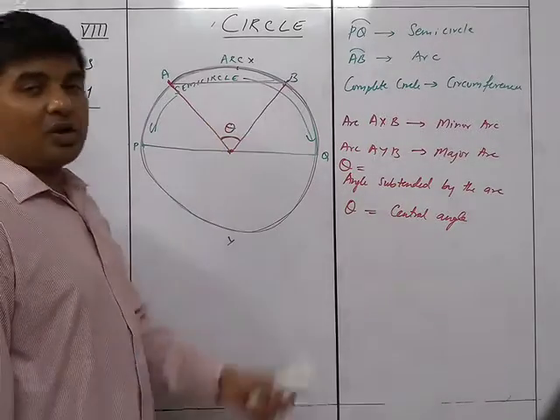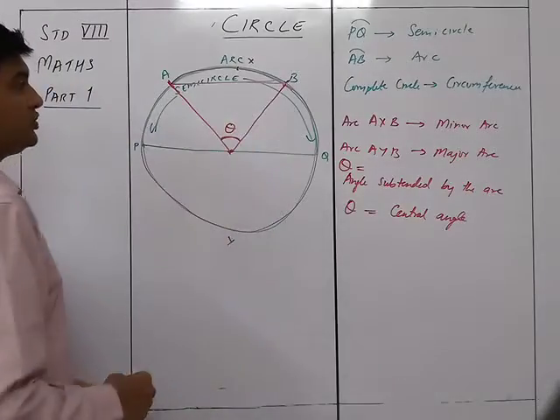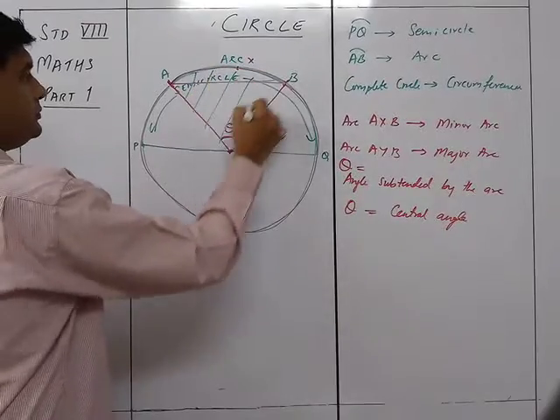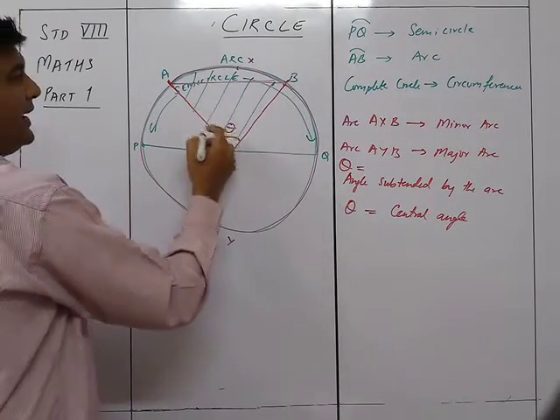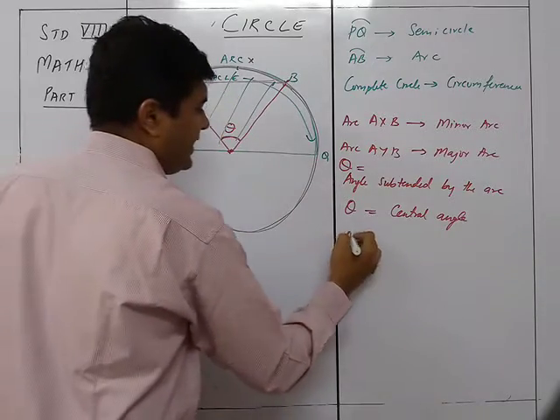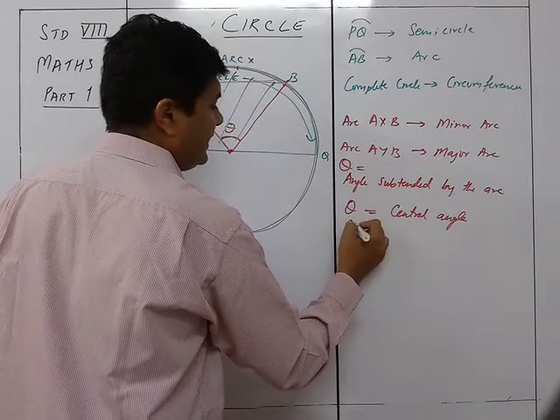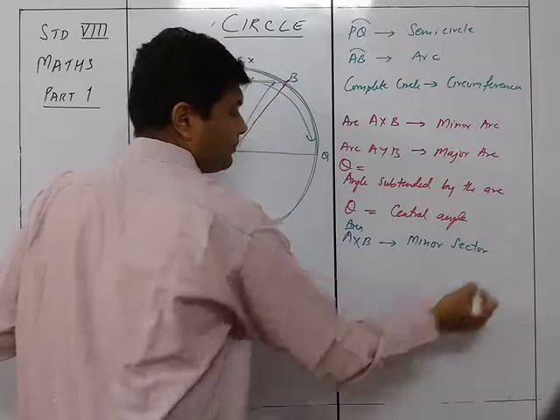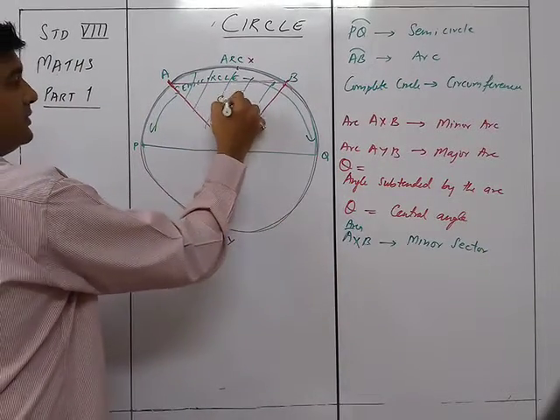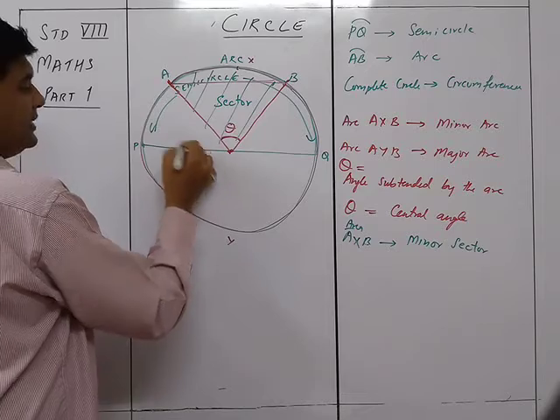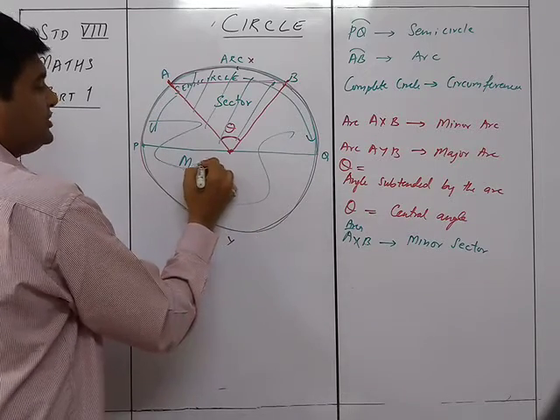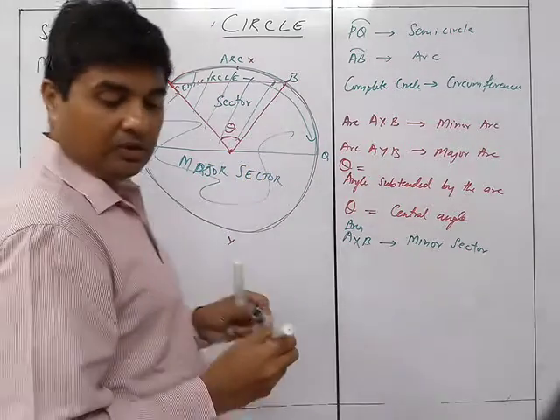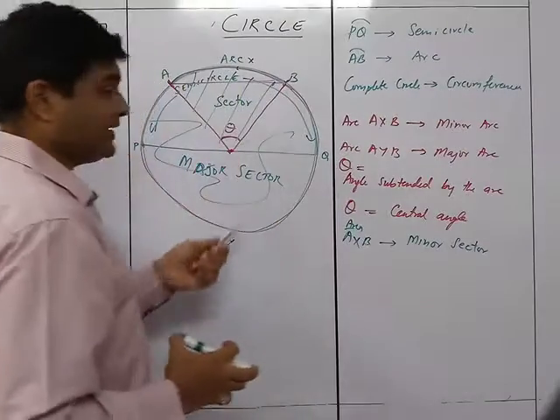Now this arc and the central angle over here are going to divide the circle again into two parts. One part will be this area over here, that is the area AXB. So area AXB is called the minor sector. Okay, this is the minor sector, and this particular part over here becomes the major sector. So minor sector and major sector for the angle.